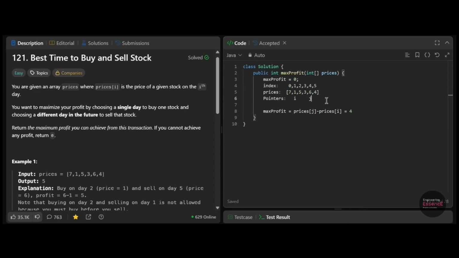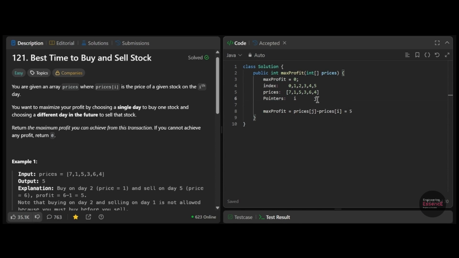After that we get 1 and 6 here. So we calculate the profit, and we get 5 here. 5 is greater than the stored profit, so we will update this. Then we move to the next index. We get the profit as 3, 4 minus 1 is equal to 3, which is again less than the max profit we have.